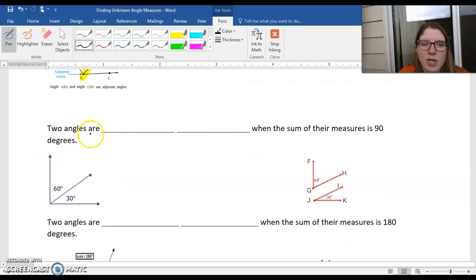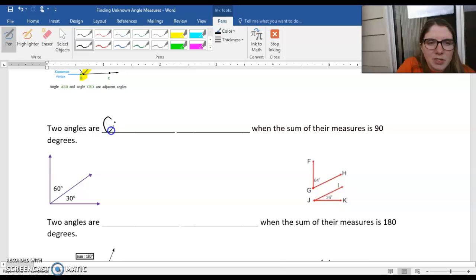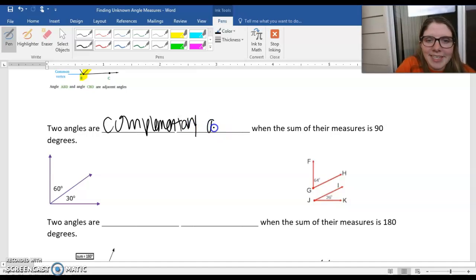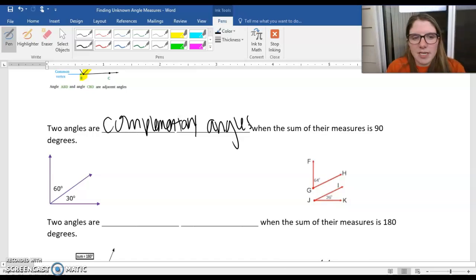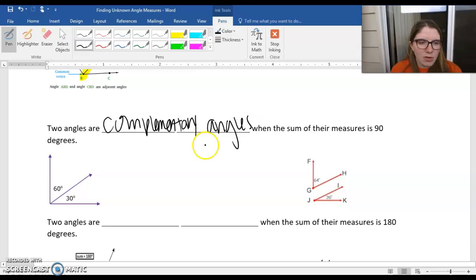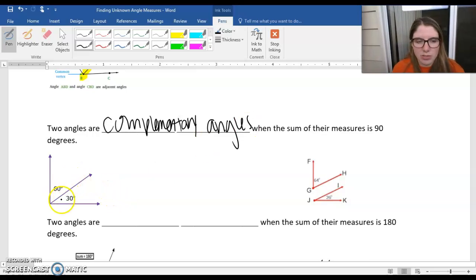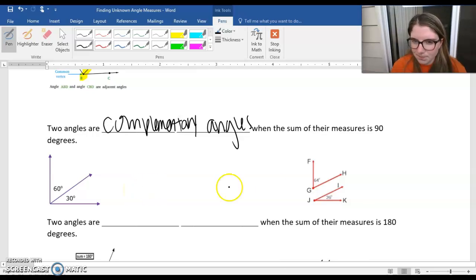Two angles are complementary angles when the sum of their angles is 90 degrees. So if you notice this angle right here, these would also be adjacent because they're next to each other and they share a vertex, but they're complementary angles because 60 plus 30 is 90.